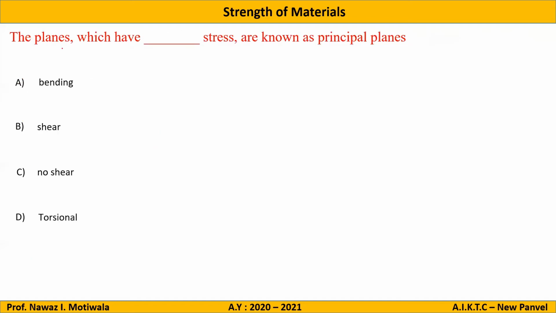Next question. The planes which have dash stresses are known as principal planes. Again, same question, just a reframing of the words. So we know that the planes at which there is no shear are known as the principal planes. So the option will be option C.